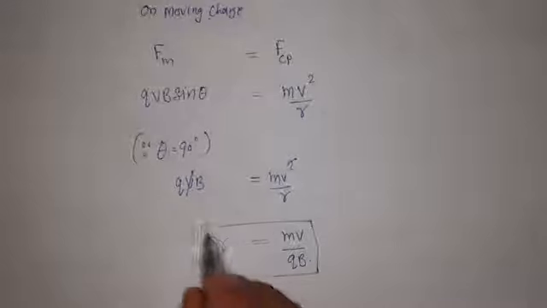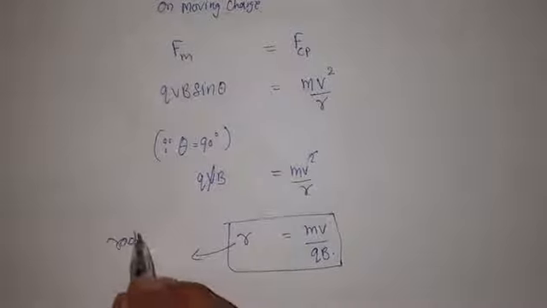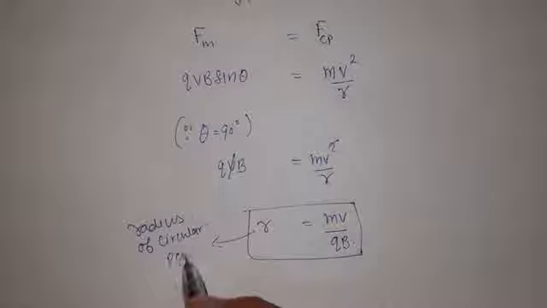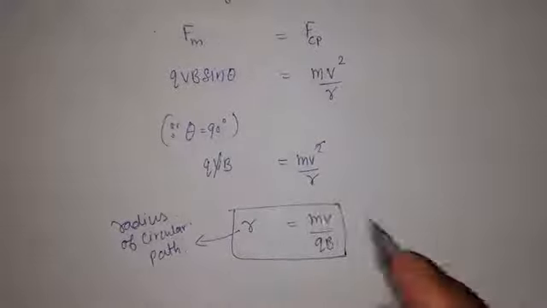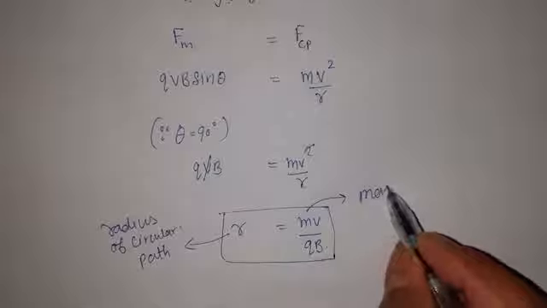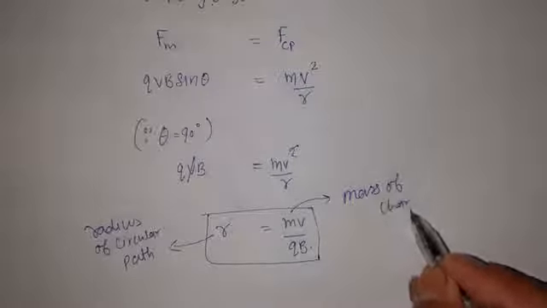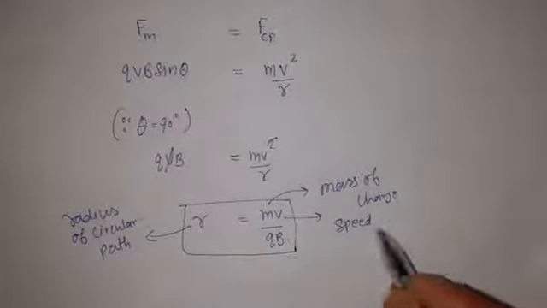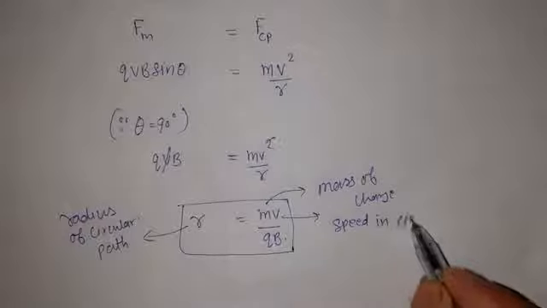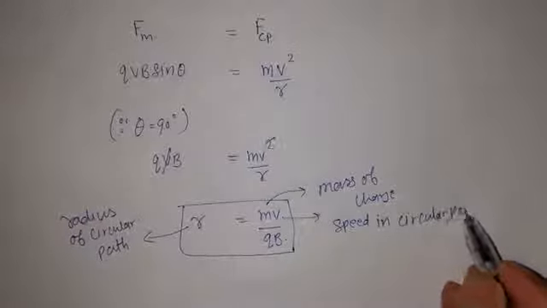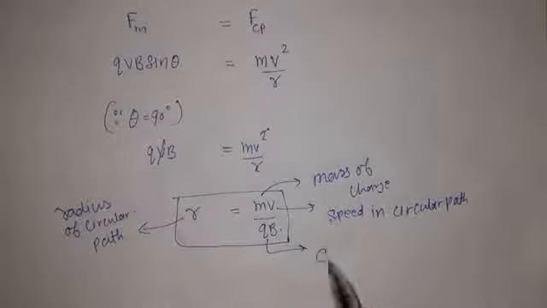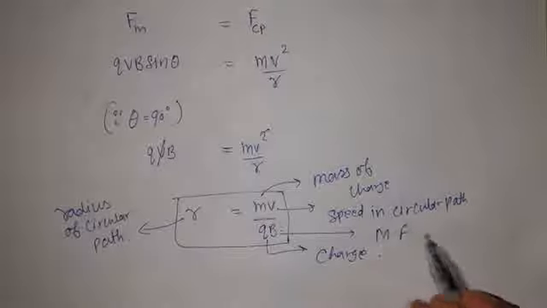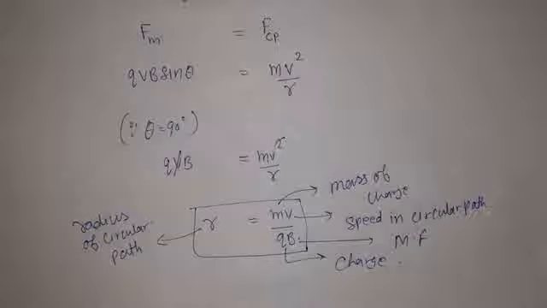Okay, so this is the radius of the circular path in which this charge will move, where m is the mass of the charged particle, v is its speed in the circular path, q is the magnitude of the charge, and B is the strength of the magnetic field.